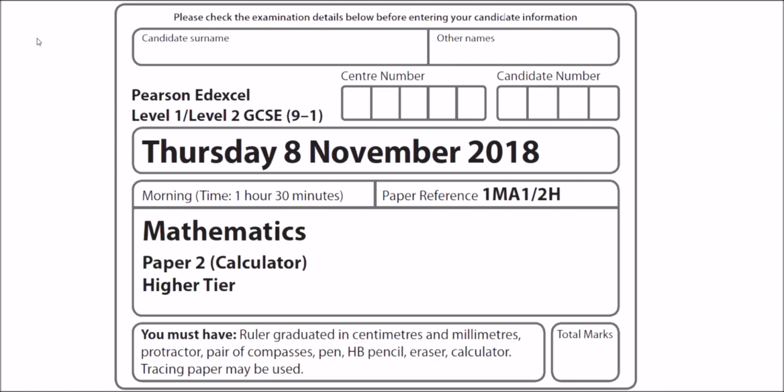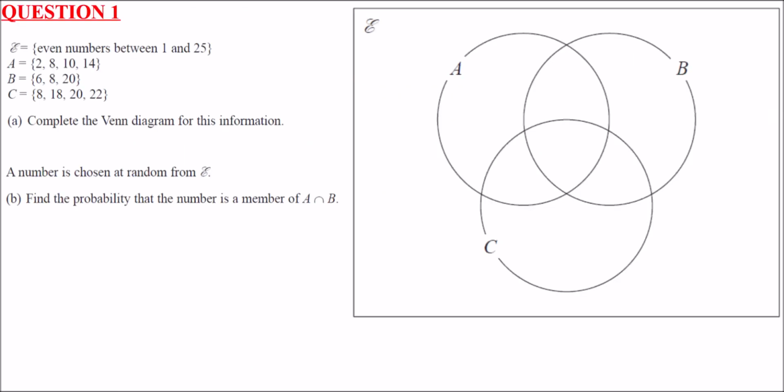So let's have a look first of all, of course, at question 1. So we've got a Venn diagram for question 1. So E, curly E, which stands for everything, is all the even numbers between 1 and 25. So what I would suggest we do first and foremost is just to write down everything inside this Venn diagram. So everything even between 1 and 25 is going to be 2, 4, 6, 8, 10, 12, 14, 16, 18, 20, 22 and 24.